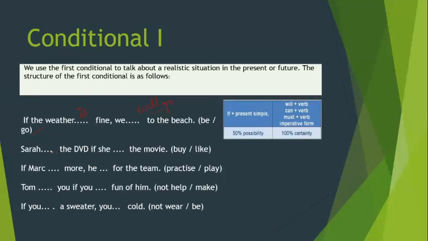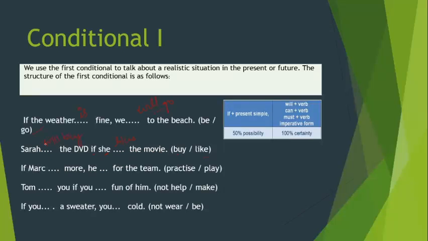Next sentence: Sarah dash the DVD if dash the movie. We have given two options, buy and like. The if clause uses a simple tense, so here you will write likes because it is a singular form. Now it is Sarah will buy. Here if is in the beginning and here if is at the end of the sentence, so the positions are interchanged. It will be: Sarah will buy the DVD if she likes the movie.